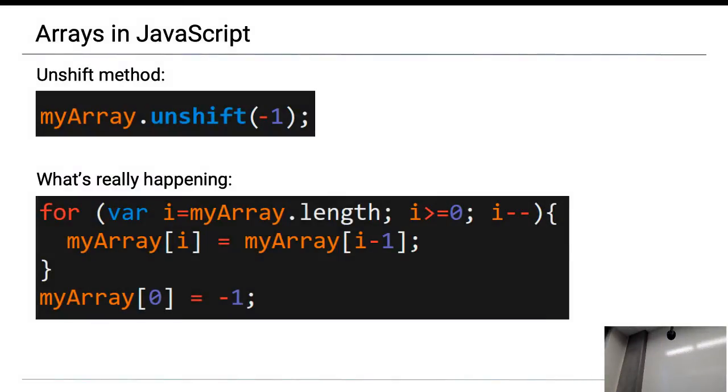Anybody see it? It's called unshift. I remember reading it, just being like, "What?" Okay. So the method is called unshift. If you want to add a number at the beginning of an array, you use the method unshift.